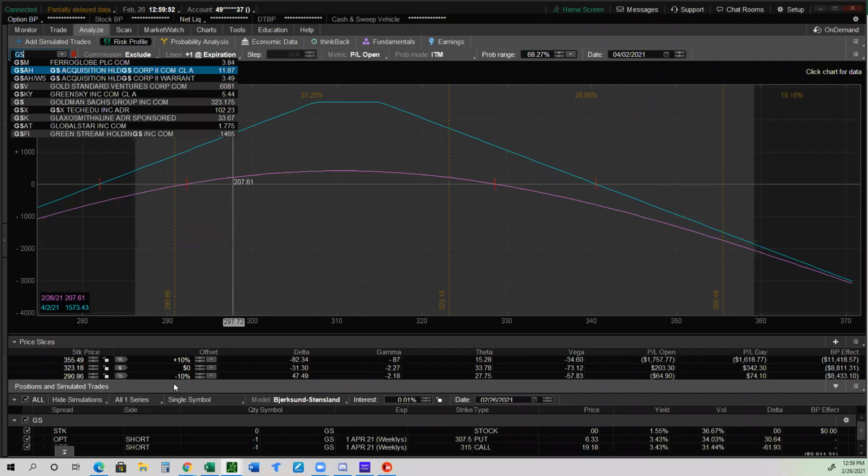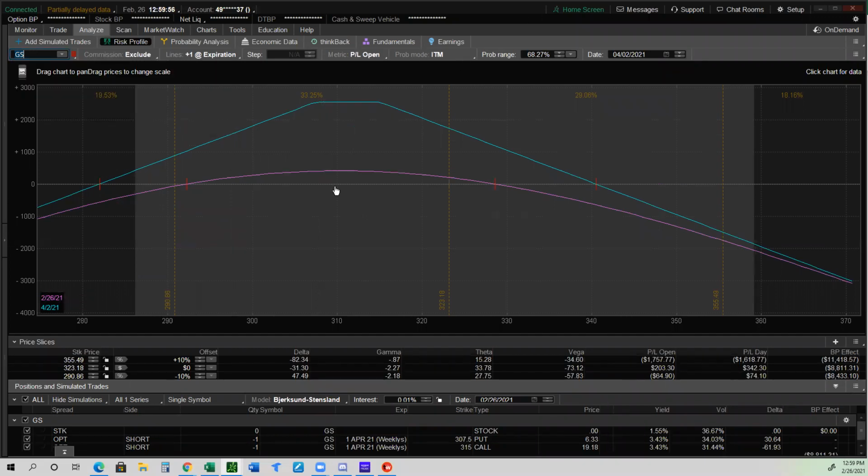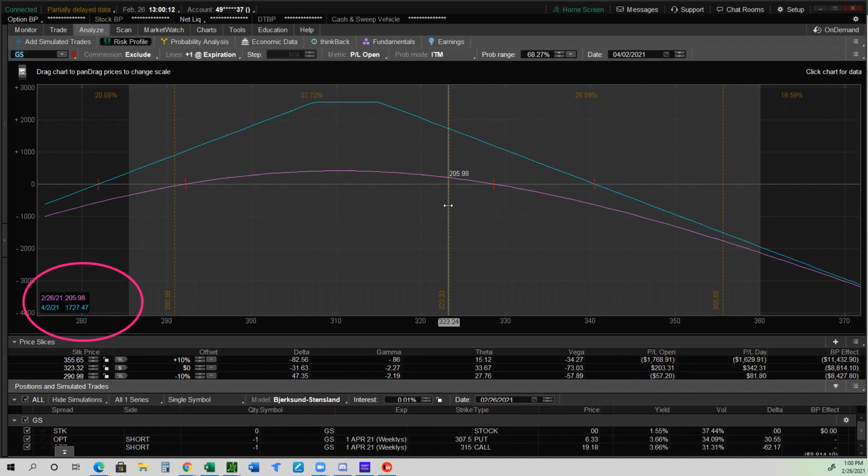All right, so we get Goldman Sachs in here. And how does he look? Well, he looks pretty doggone good, doesn't he? Let me grab a circle. We normally do it with a circle. Watch over here. If price were to end right where we're at right now, y'all, we are going to make $1,727 on April the 2nd. Hallelujah. Praise the Lord. Glory to God. All right, so that looks good.